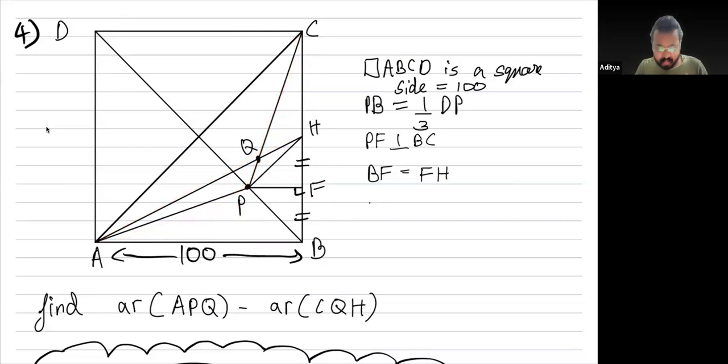Second thing, notice something special about this line segment PH. PH is always parallel to AC. Once you show that, the question is done. Okay, try to show PH is parallel to AC.